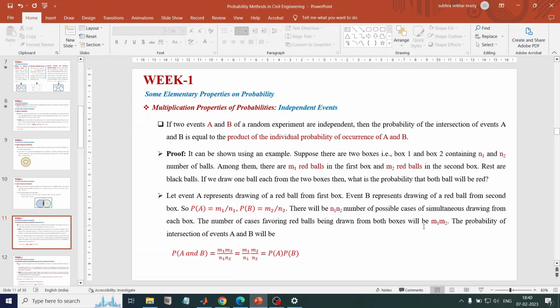The probability of the intersection of events A and B will be m1 into m2 divided by n1 into n2. That is m1 by n1 times m2 by n2. That is equal to PA into PB.